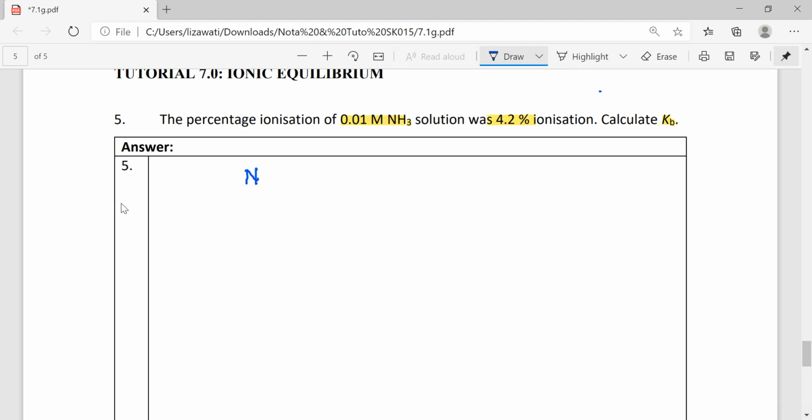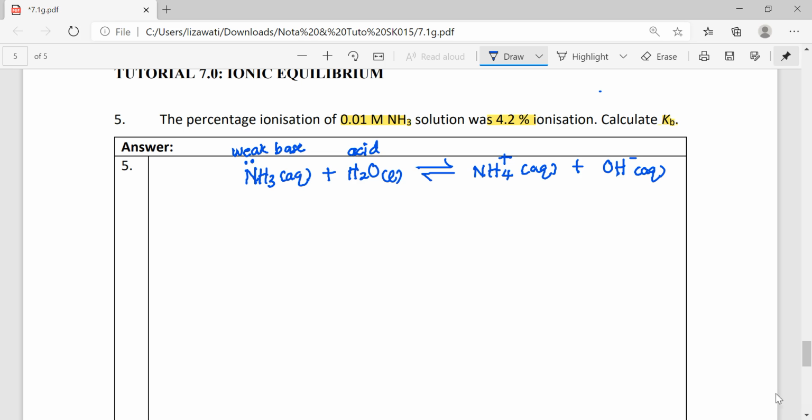Right, so we start by writing the weak base dissociation equation. This is a weak base. It has a lone pair on the nitrogen atom, so it can accept a proton from water. Water here reacts as an acid. So it becomes NH4 plus, equilibrium, and forms OH minus aqueous. Alright, next step, you can draw the ICE table.